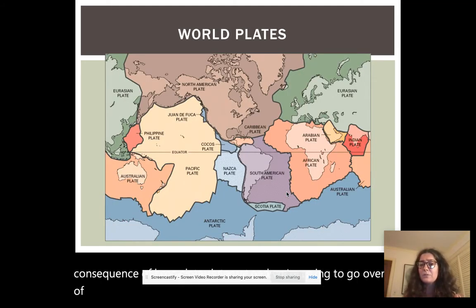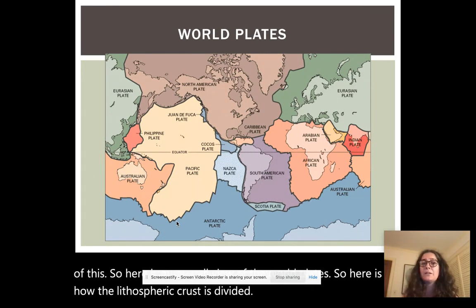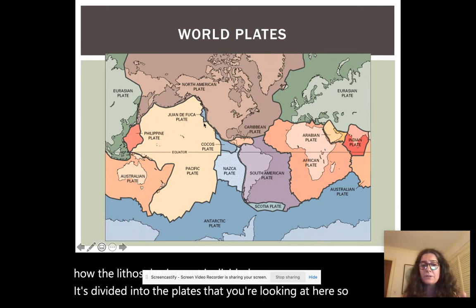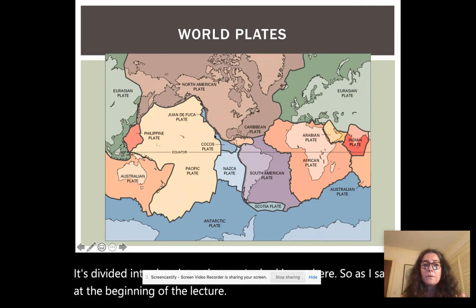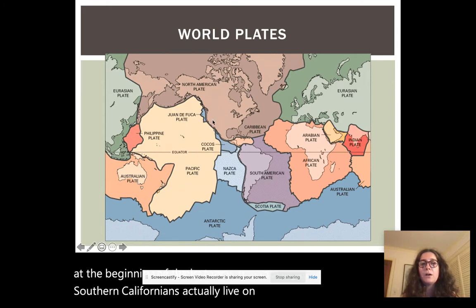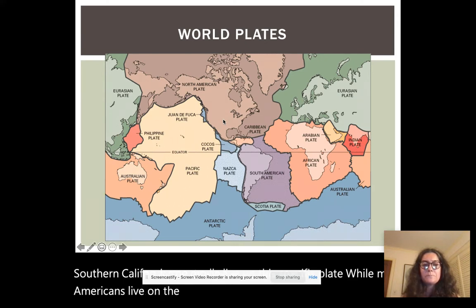So here is an overall view of the world plates. So here is how the lithospheric crust is divided. It's divided into the plates that you're looking at here. So as I said at the beginning of the lecture, Southern Californians actually live on this Pacific plate, while most Americans live on the North American plate.